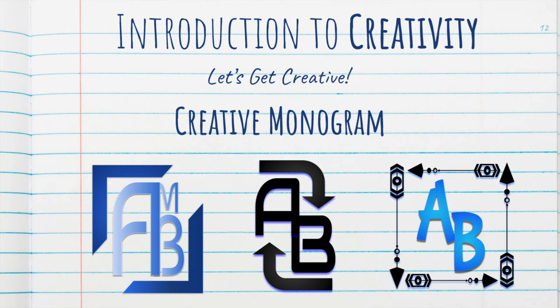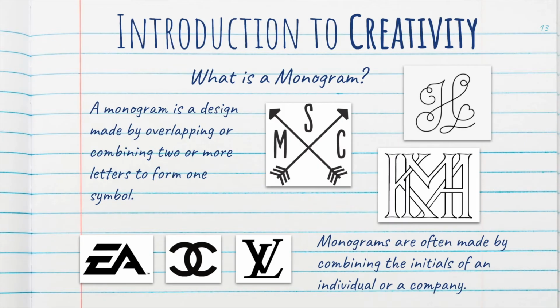Let's take time today to try a creative exercise. This is called the Creative Monogram. So what is a monogram? A monogram is a design made by overlapping or combining two or more letters to form a symbol. Monograms are often made by combining the initials of an individual or a company. You might recognize some of the companies listed here.